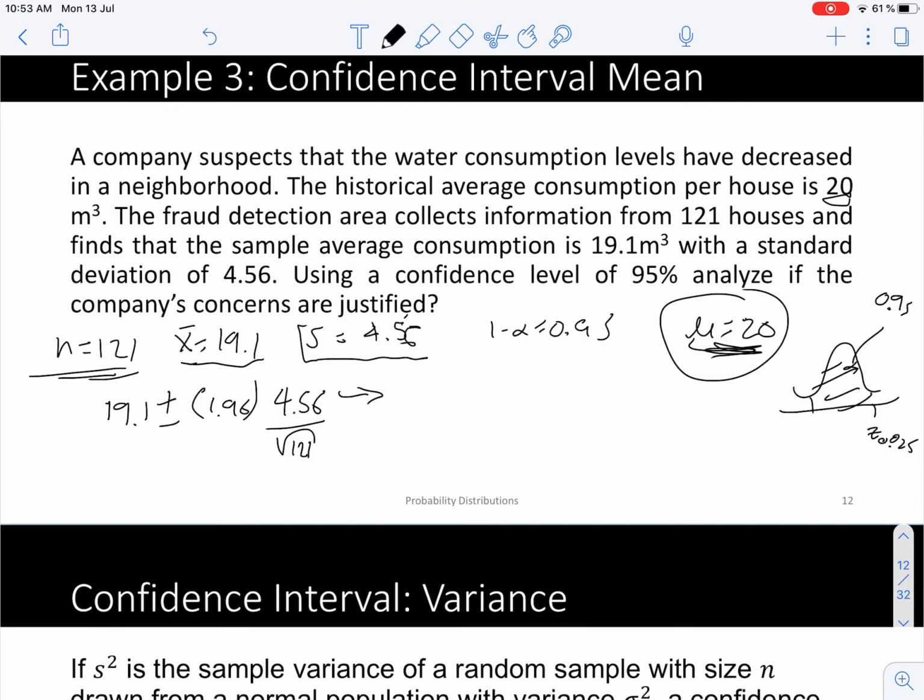So we can create then the confidence interval, right? We know that it goes from 18.28 to 19.91.